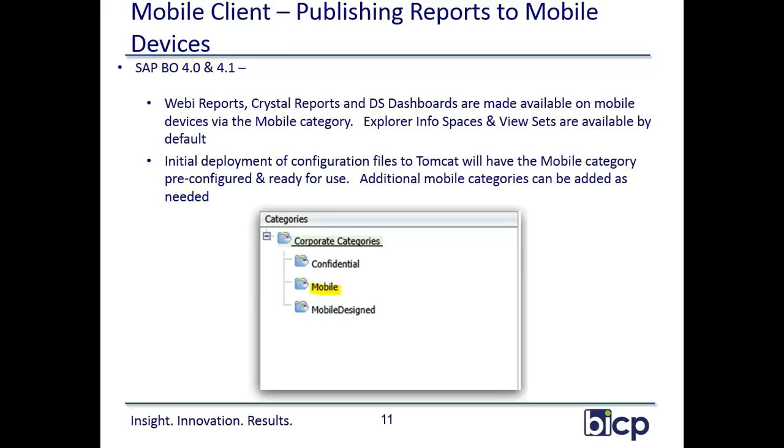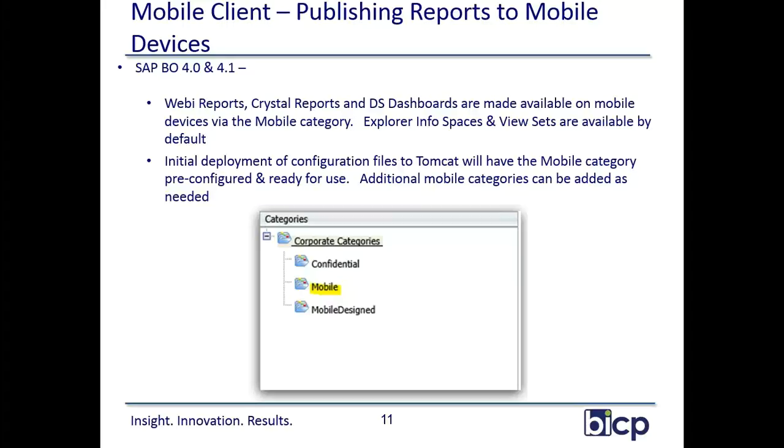The only thing I do want to highlight is that you need to make sure that the name of the category directly matches the name in the Tomcat configuration file. And this is case sensitive, so if you create a category called mobile with a lowercase m, it's not going to give you the features that you're looking for. It's not going to publish your report to a mobile device until those 2 names are aligned from the configuration file to the actual categories.